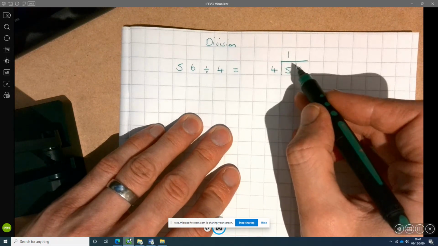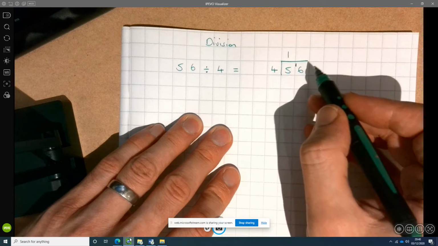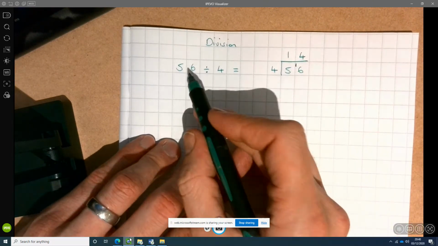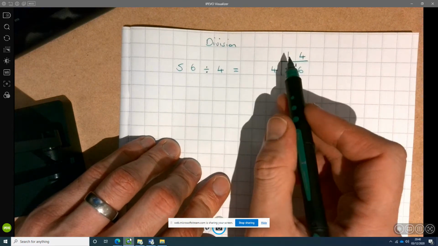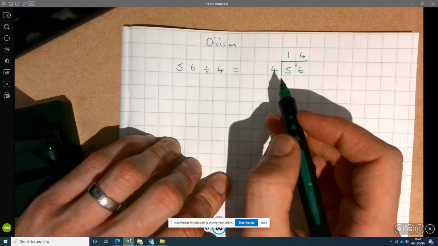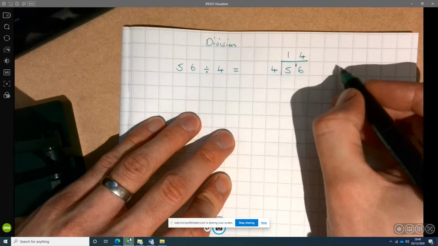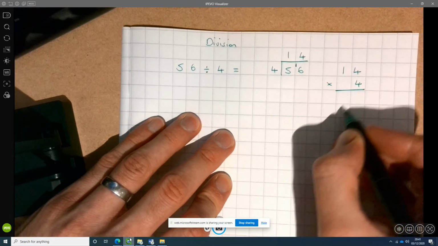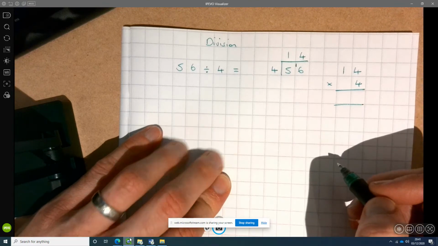I've now got 4s into 16. Goes 4, 8, 12, 16. 4 times. So 56 divided by 4 equals 14. Again, if you've watched the multiplication video, we can then easily check that by doing 14 multiplied by 4 and proving to ourselves that it equals 56.